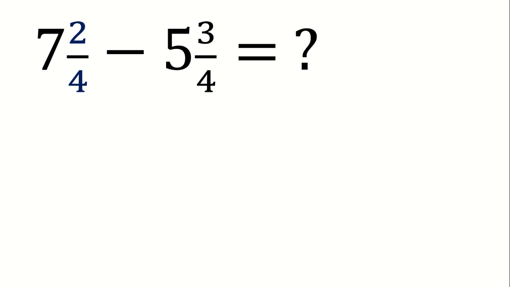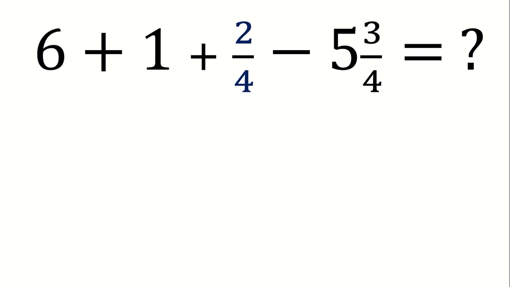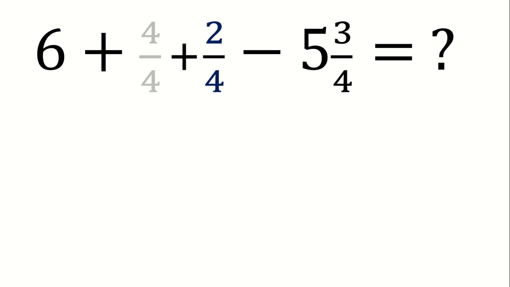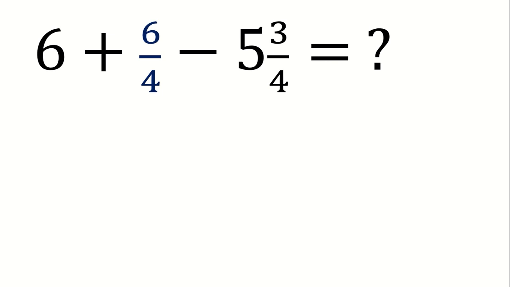So here we can write the number 7 as 6 plus 1. And the unit of 1 can be changed into a fraction. So 1 can be changed into 4/4. And 4/4 plus 2/4 gives us 6/4. So here we can easily subtract 3/4 from 6/4, and we get 3/4 as the fractional part.